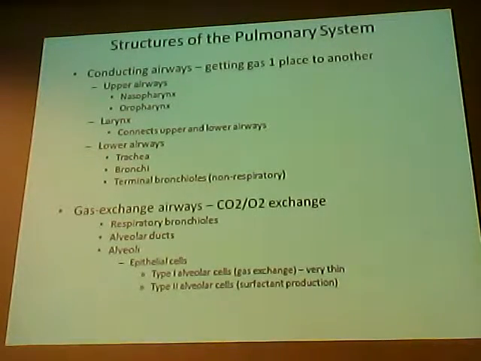Talking about the pulmonary system in general, we've got the conducting airways, so that's getting gas from one place to another, versus gas exchange airways, the actual exchange points where carbon dioxide and oxygen are mixing. Conducting airways go from your mouth and nose all the way down to the terminal bronchioles that aren't actually respiratory, and then you've got your respiratory bronchioles all the way down through the alveoli, which are those individual epithelial cells where you can have gas exchange.